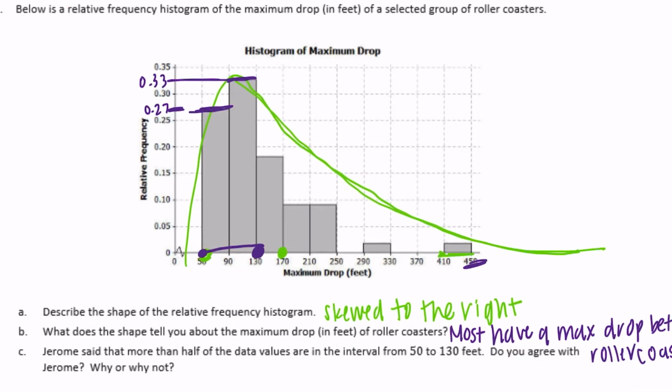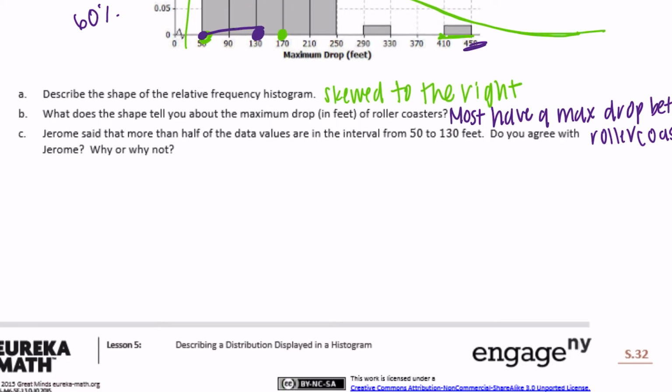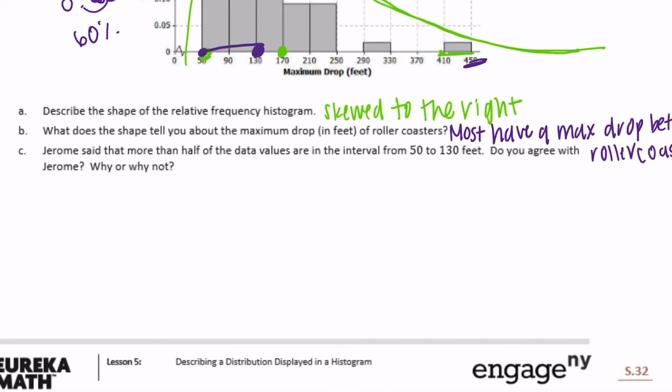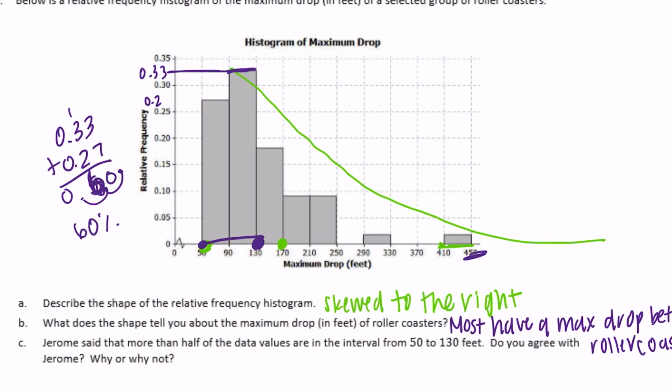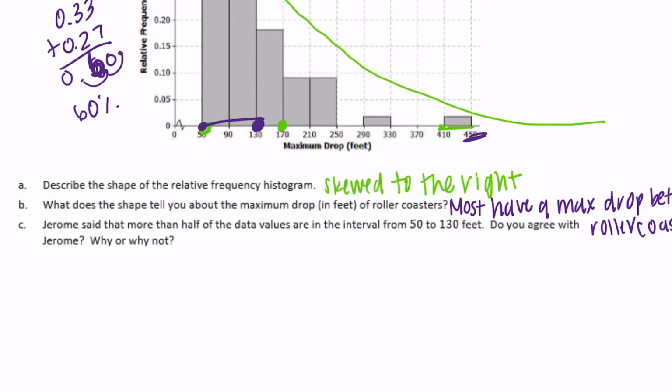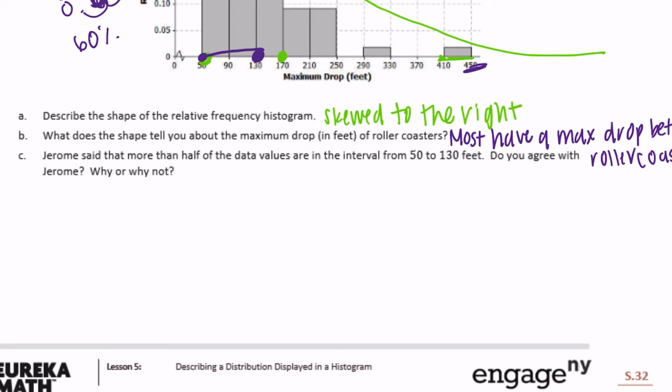So if we added those together, oh, that should be a 6. That would be 60%, because remember we can just move the decimal point over 2 places, so that would be about 60%. So he said more than half the data values, well, more than half would be 50%, so more than 50%, and it's at about 60%, because I just guessed that, or did a little estimating there. So, but I would say, yes, I agree.